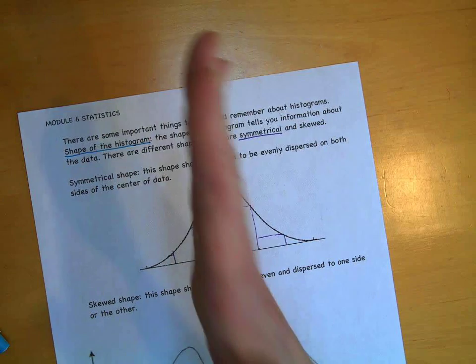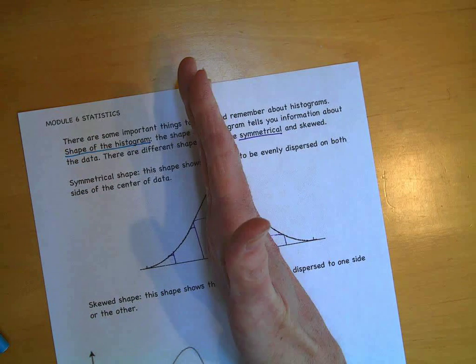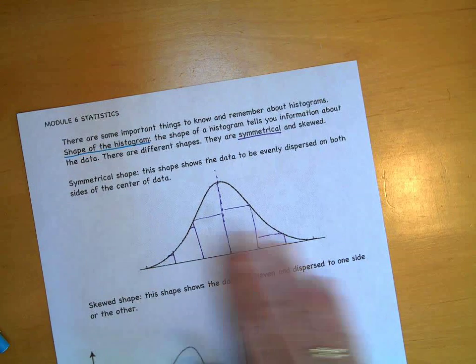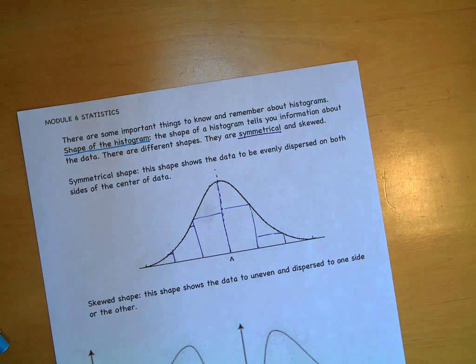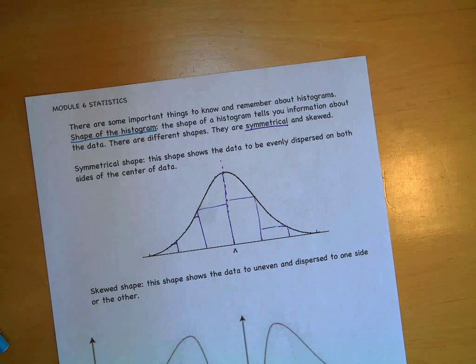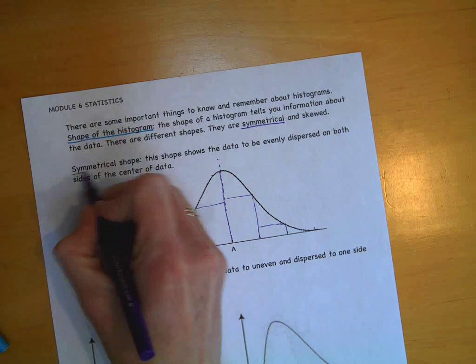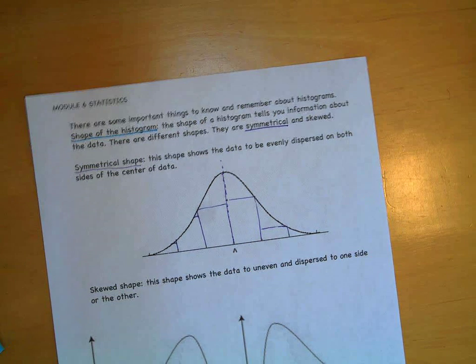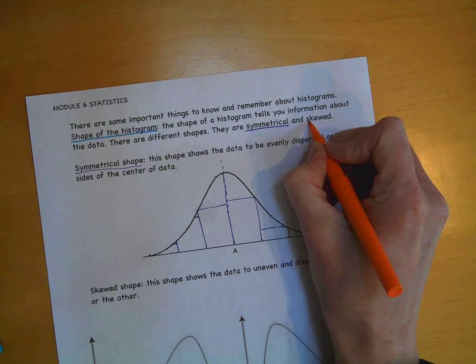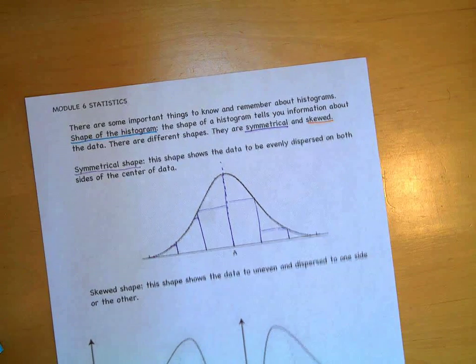Symmetrical means this shape shows that the data is evenly dispersed on both sides of the center of data. So you're going to find the exact center of your data, and then you're going to look at it and it's evenly dispersed. So this shape goes exactly the same on both sides, okay? Then that's symmetrical, all right? The different one is called skewed.